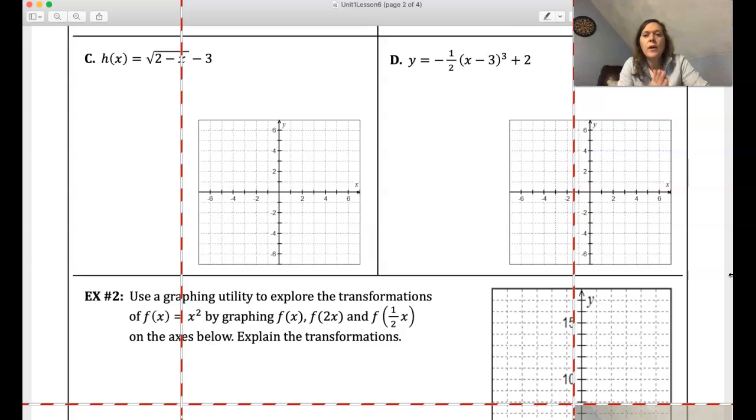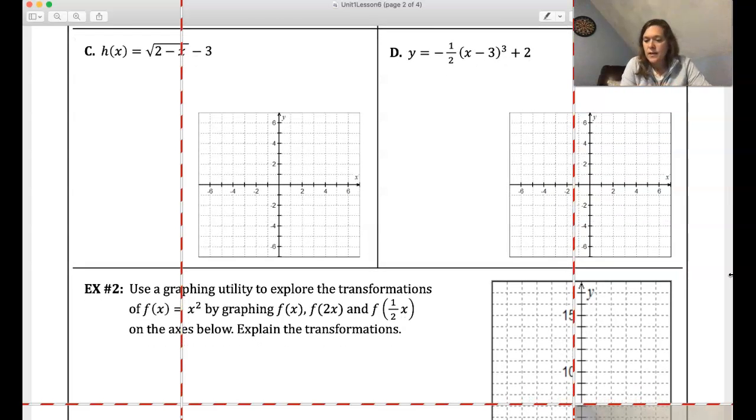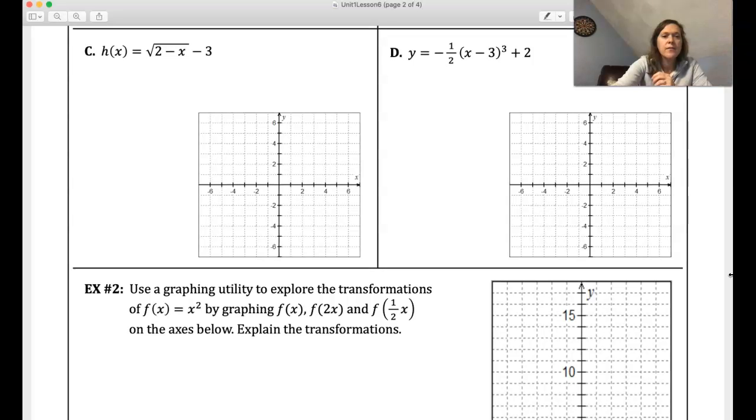Okay, so now let's go ahead and move on to example C. Example C has us graphing the absolute value of 2 minus x, minus 3. I had to pause it for a second. We had an emergency. Okay, so we have h of x is equal to the absolute value of 2 minus x, minus 3.